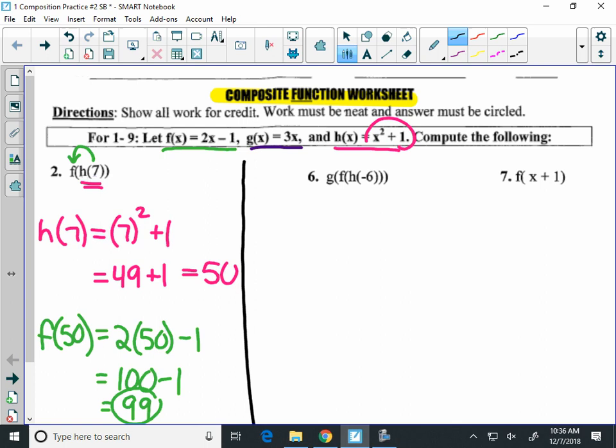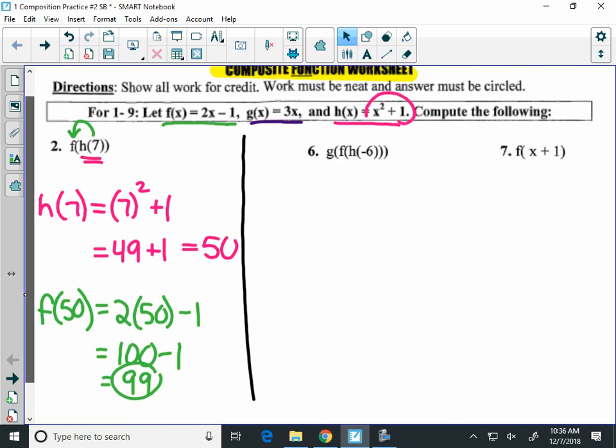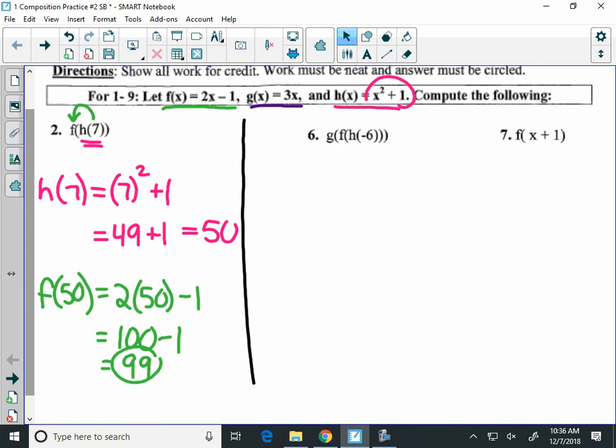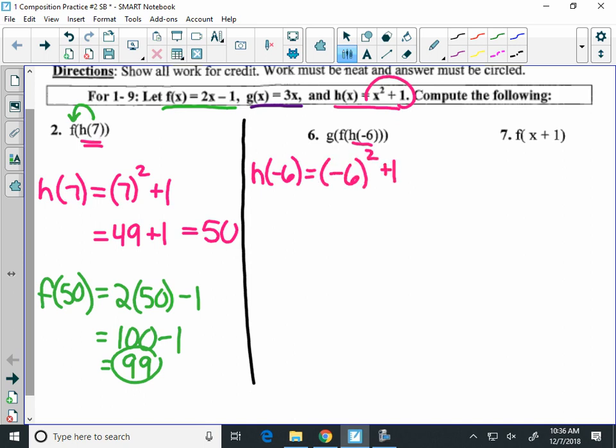All right, now we're going to look at 6. 6 has a lot going on here. There's g of f of h of negative 6. So I need to start with h because h is farthest to the right. h of negative 6 here. Be careful when you're squaring a negative that you want to put that into parentheses so you can get the right value. Negative 6 squared is 36, plus 1 is 37. That's the first number that you get.